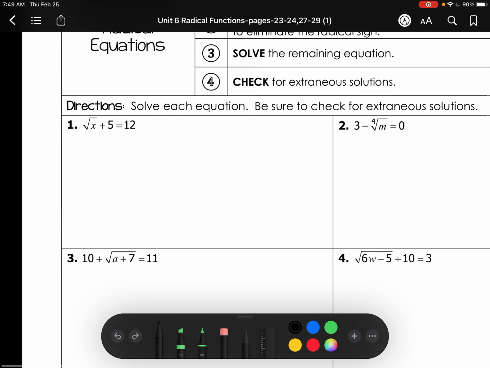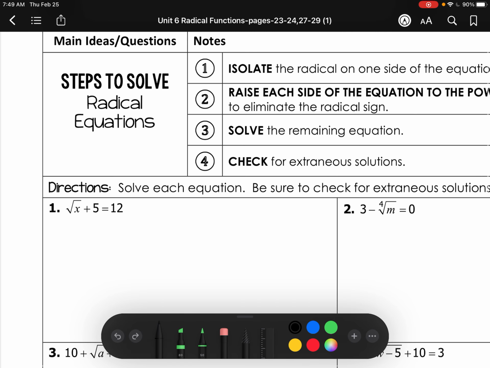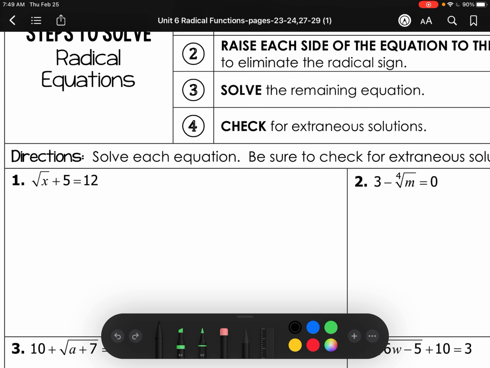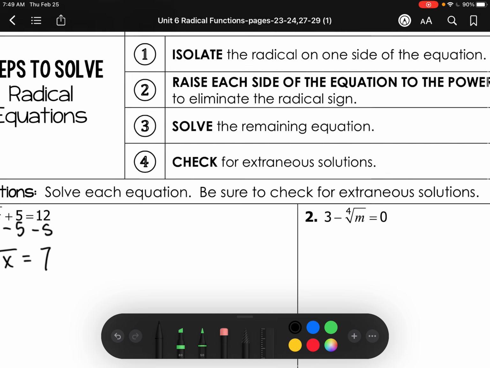All right, so the directions tell us to solve each equation and be sure to check for extraneous solutions. And we know that because of the 4th step, right? So step 1 tells us to isolate the radical on one side of the equation. So here's my radical. I want to make sure that this is the only term on the left side of the equal sign. So to do that, I'm going to get rid of this 5. Easiest way to do that is subtract 5 from both sides. So now I have the square root of x is equal to, and then 12 minus 5 is 7. So simple enough for step 1.